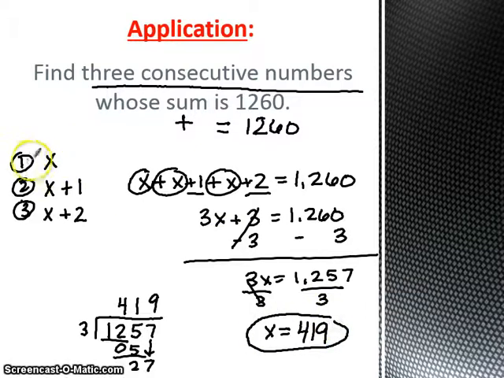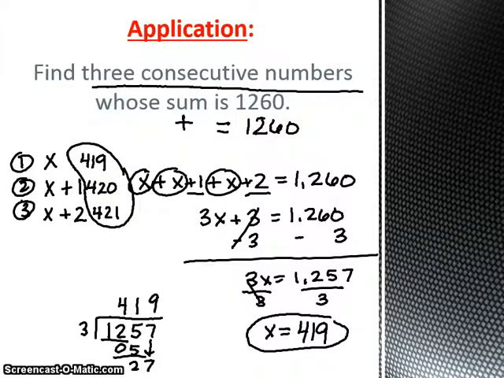In other words, the first number is 419. That means the second number is 420, and the third number is 421. And together, these three numbers will add to create 1,260.